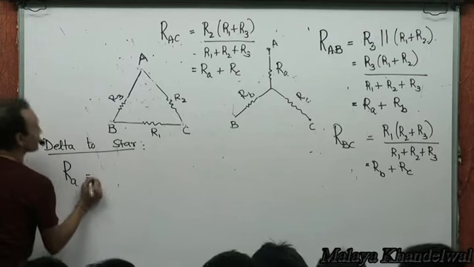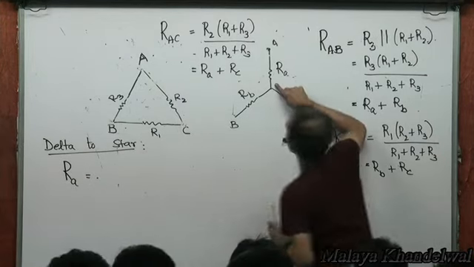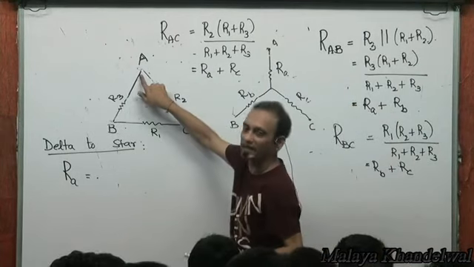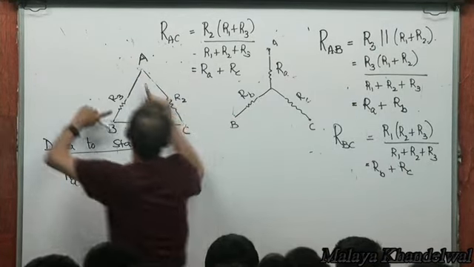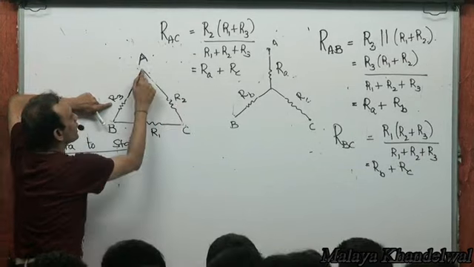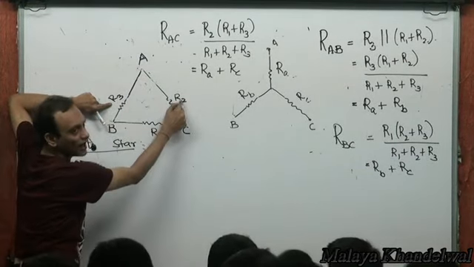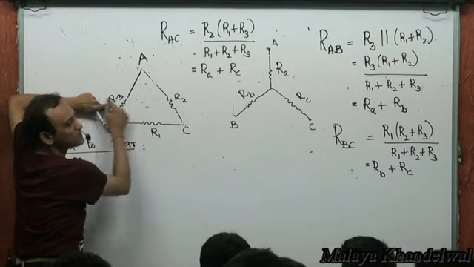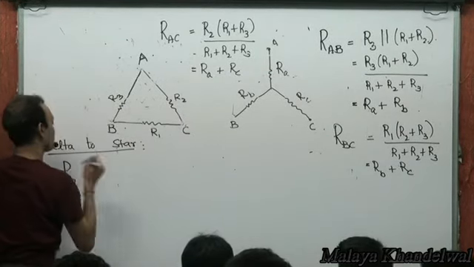RA. That means the resistance from A. The way to remember this is A here, go to A there. Multiply these two. What appears at A are two resistors, R2 and R3. Multiply these two, R2 R3 divided by R1 plus R2 plus R3.